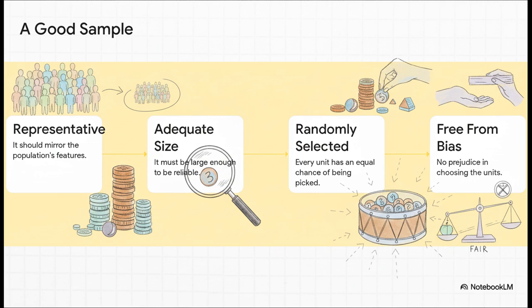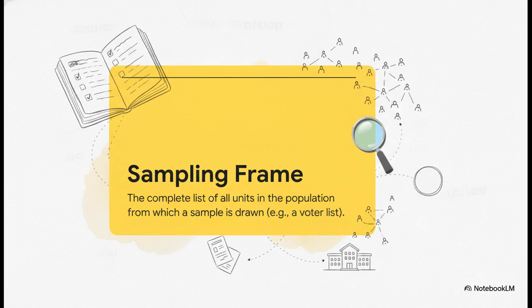First, it has to be representative, meaning it looks like a mini version of your population. It needs an adequate size, because if it's too small, the results are just noise. It has to be randomly selected, giving every single person or item an equal shot of being picked. And finally, it absolutely must be free from bias. No cherry picking allowed. So how do you actually make sure your selection is random? You use a tool called the sampling frame. Just think of it as the master list of your entire population, like a school student directory or a city's voter registration list. You need that complete list to be able to draw a truly random and unbiased sample.